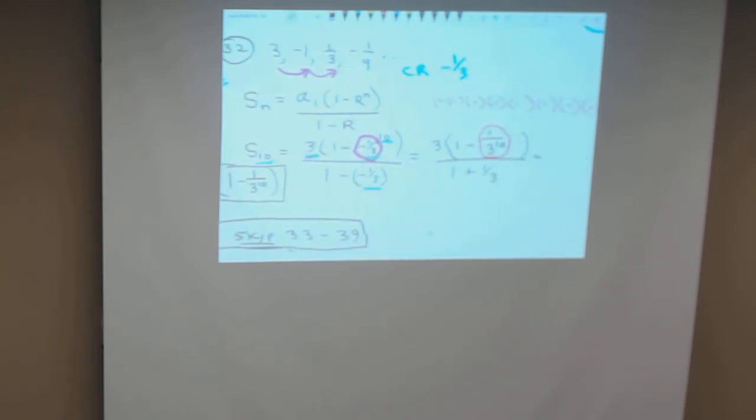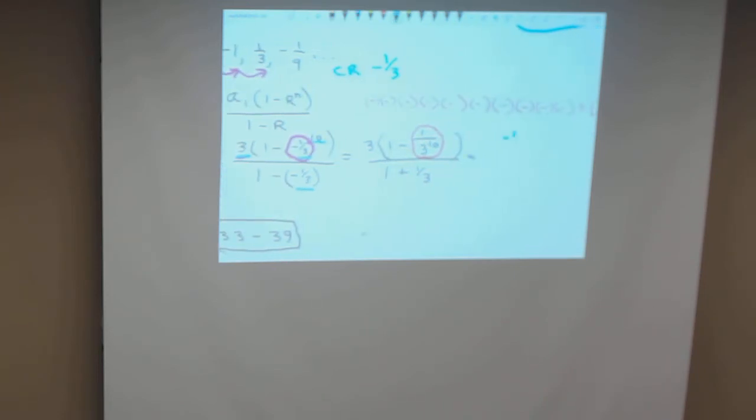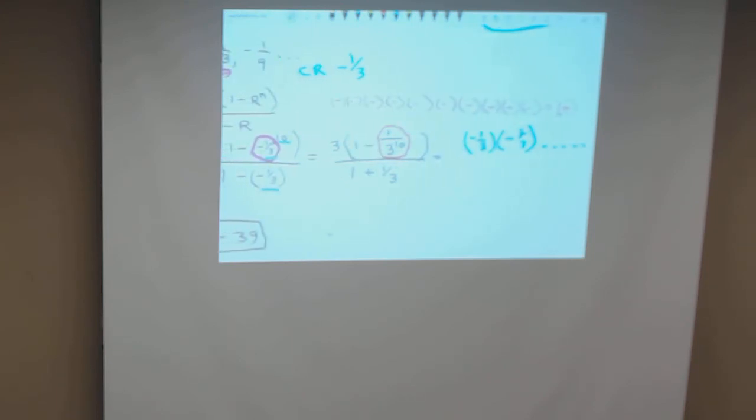So that comes out to be 3 times 1 minus, why did I put 1 over 3 to the 10th? What's negative 1/3 times negative 1/3 out 10 times? Well, 10 even exponent, it's going to come out to be a positive answer, and it's going to have 1 on top and 3 to the 10th underneath.